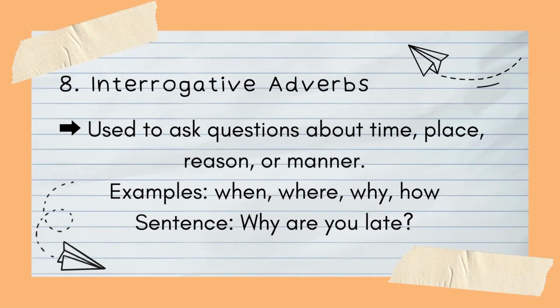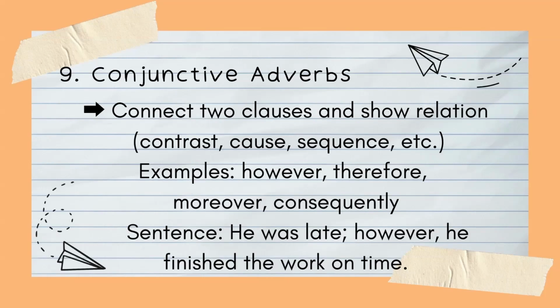8. Interrogative adverbs are used to ask questions about time, place, reason, or manner. Examples: when, where, why, how. Sentence: Why are you late? 9. Conjunctive adverbs connect two clauses and show relation, contrast, cause, sequence, etc. Examples: however, therefore, moreover, consequently. Sentence: He was late, however, he finished the work on time.